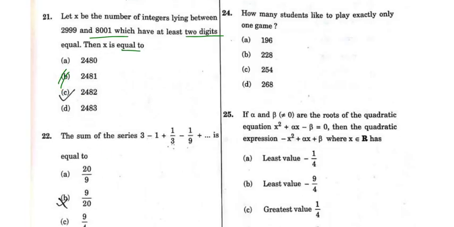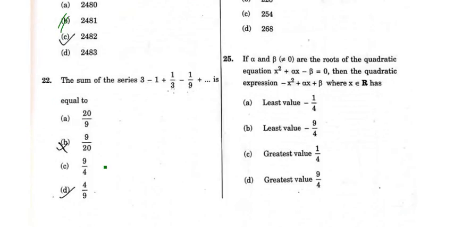The sum of the series 3 minus 1 plus 1 by 3 minus 1 by 9 and so on is equal to. So you have to find this value, and the value will be 9 by 4. So C option is right.